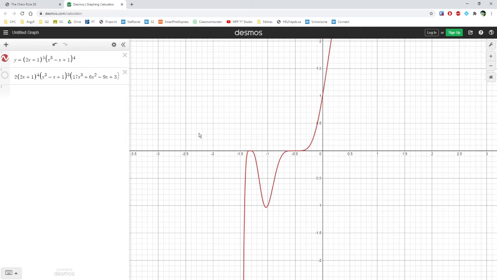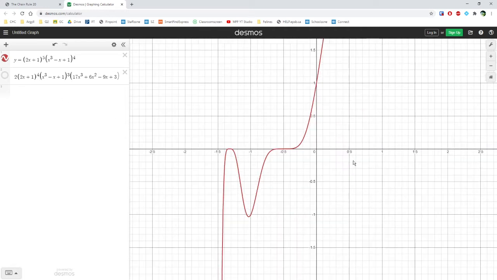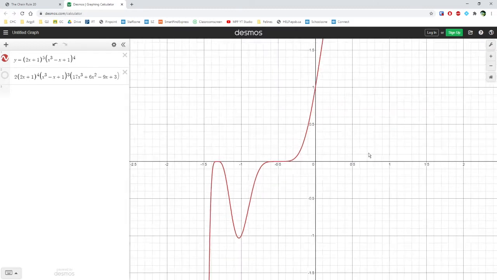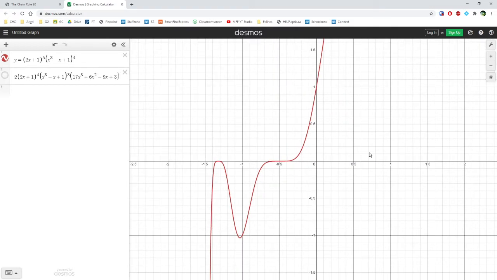Right there. And so when you're sketching this function, what you want to pay attention to are the landmark points. So we have a y-intercept at y equals 1. We have a turning point, a minimum, close to x equals -1 and y equals -1. So it's not exactly at those coordinates, but for sketching purposes, it's good enough.